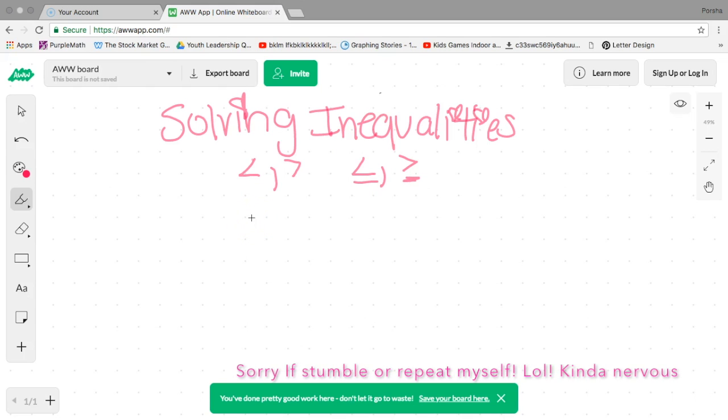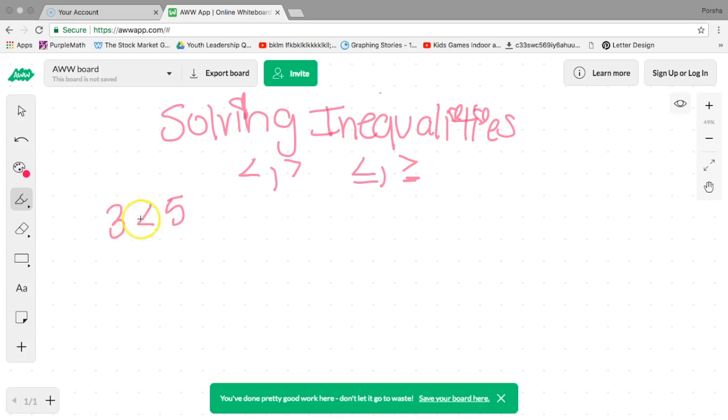So basically let's look at a basic inequality. Let's say 3 is less than 5. We know that this is true. 3 is definitely less than 5. But there's another rule when it comes to solving inequalities, and that's dealing with multiplying and dividing by a negative. I just wanted to give you a quick background on something that's important.